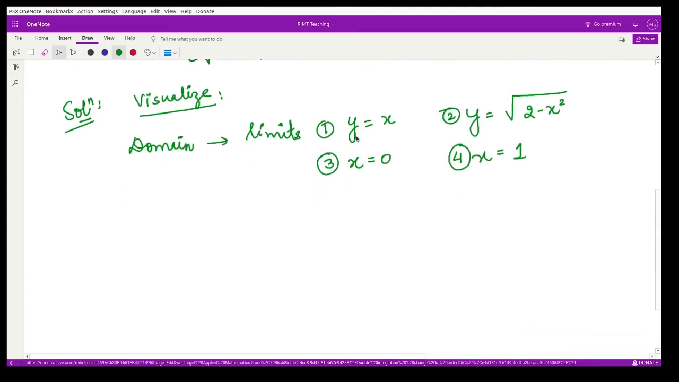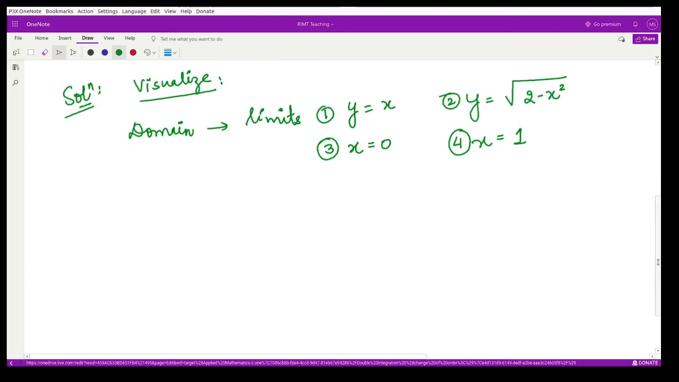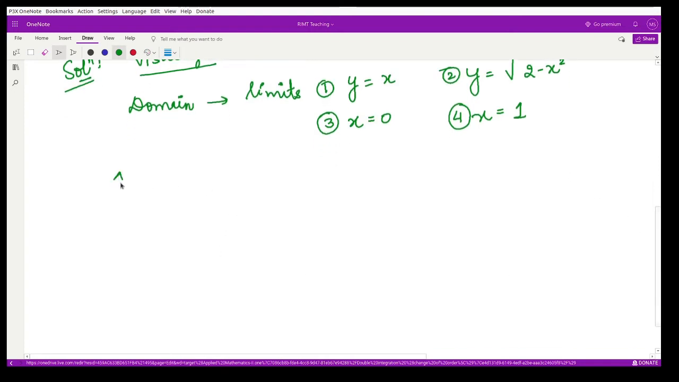So here, y is equal to x. What is that? Let me draw the coordinate axes. This is the x-axis, this is the y-axis, and this is the origin. So what is y is equal to x? That is a straight line passing through the origin, making an angle of 45 degrees with the x-axis. So this is y is equal to x.